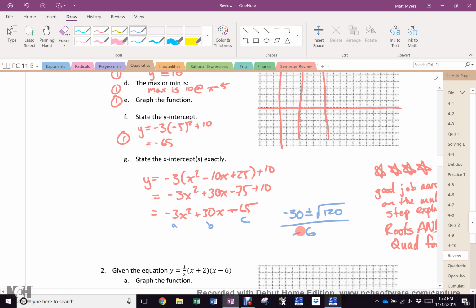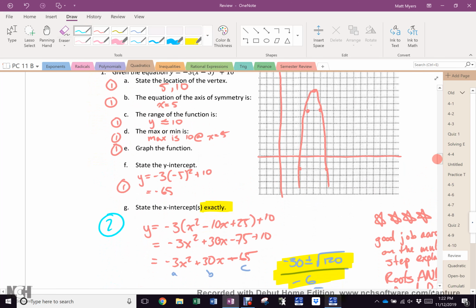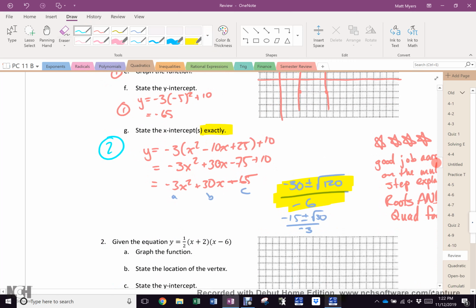So that's 2 root 30, so it's going to be negative 15 plus or minus root 30 over negative 3. Of course, that is where you would stop because I said I wanted them exactly. If you stop there, you get your full 2 marks anyway, because I'm in such a good mood. 1, 2, 3, 4, 5, 6, 8.